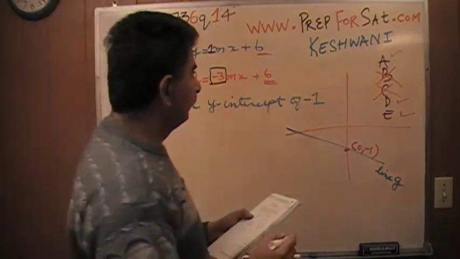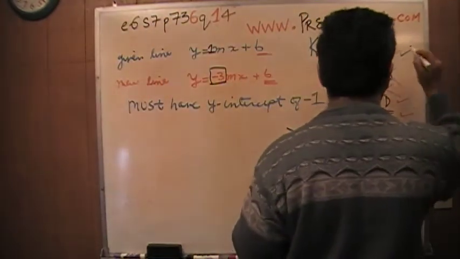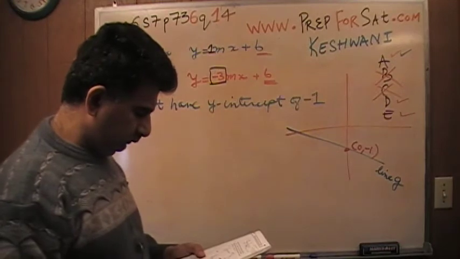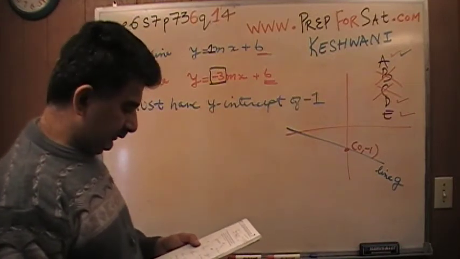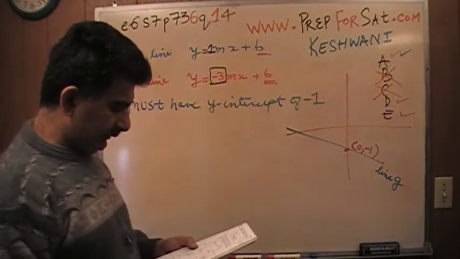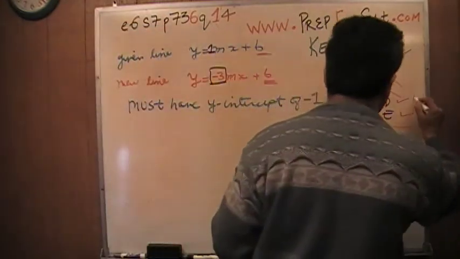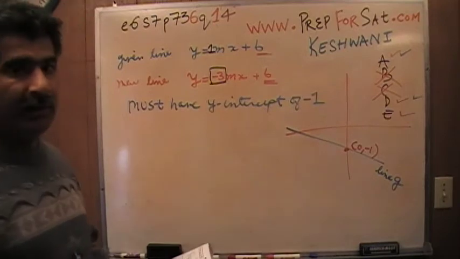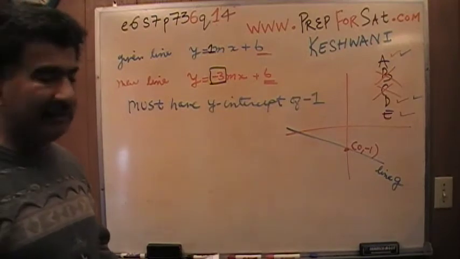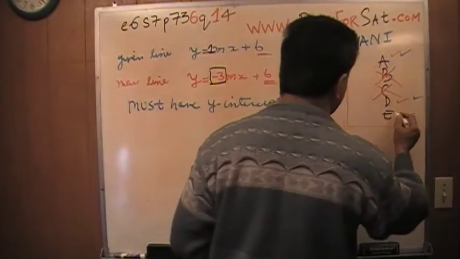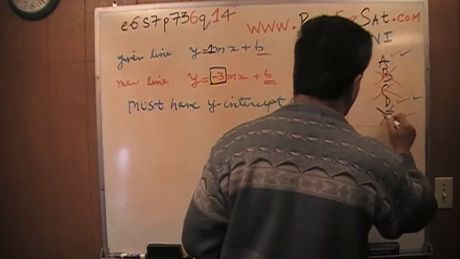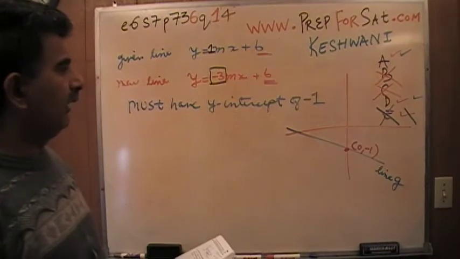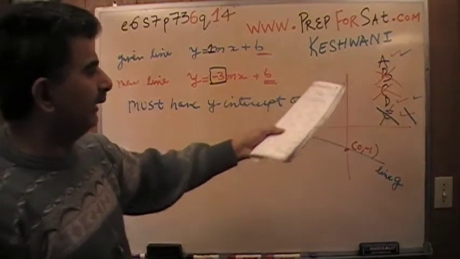Well, A stays. B was already gone. C was already gone. D has a negative 1, so that one stays. But E has a positive 1 intercept. The y-intercept in E is positive 1. It is no good. So the contest is between A and D.